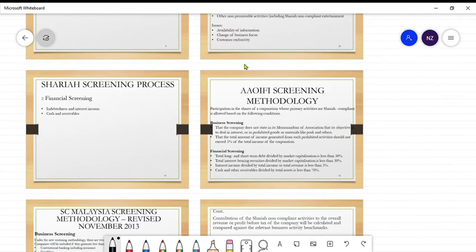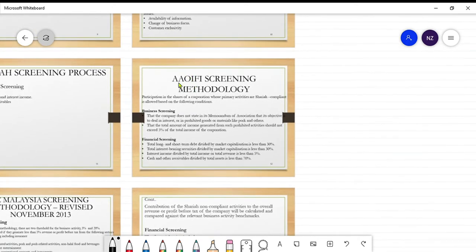Okay, according to this syariah screening process, ada 2 methodologies on this screening. Satu is IUV screening, and another one is SC screening. SC ni Securities Commission screening.